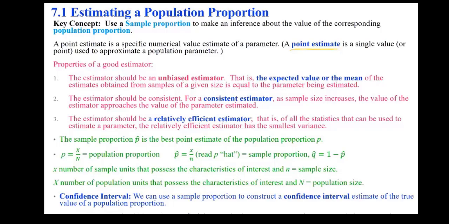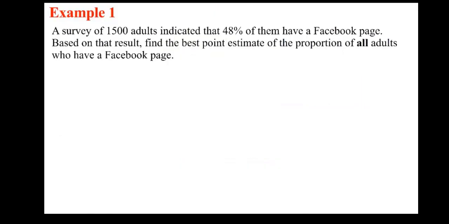We should know how to find the sample size necessary to estimate a population proportion. A survey of 1,500 adults indicated that 48% of them have a Facebook page. Based on that result, find the best point estimate of the proportion of all adults who have a Facebook page. What is the best point estimate for p? It is p hat.